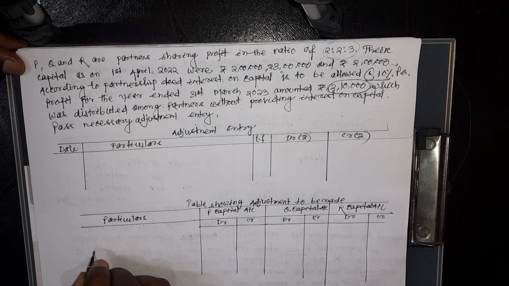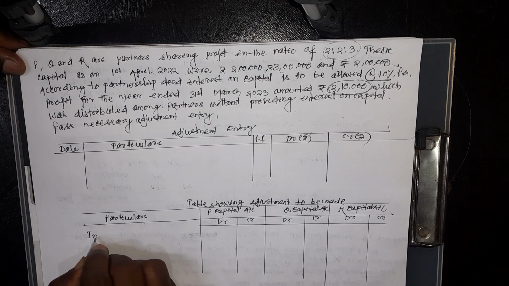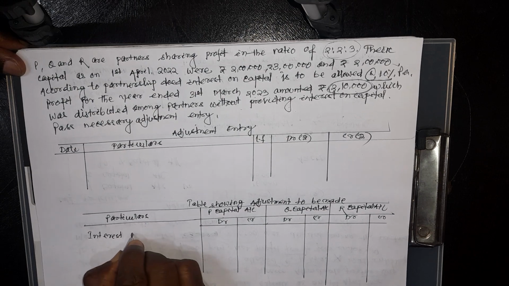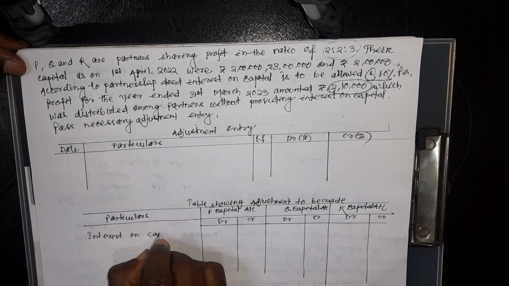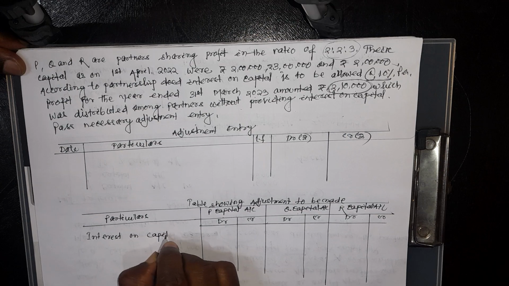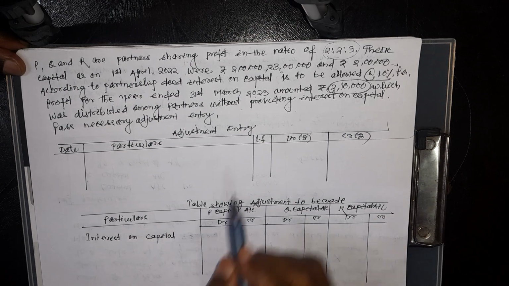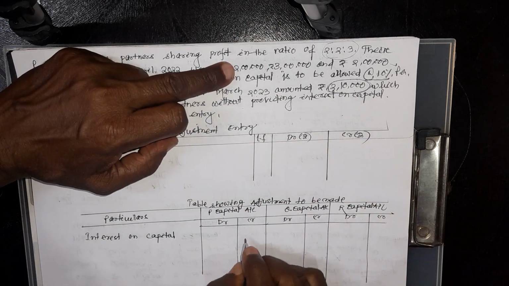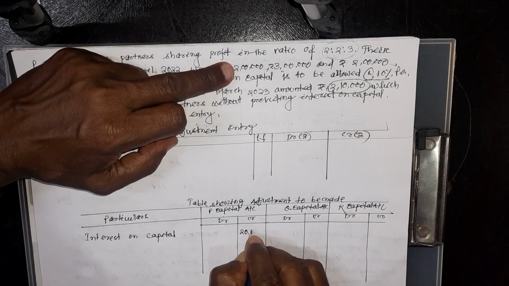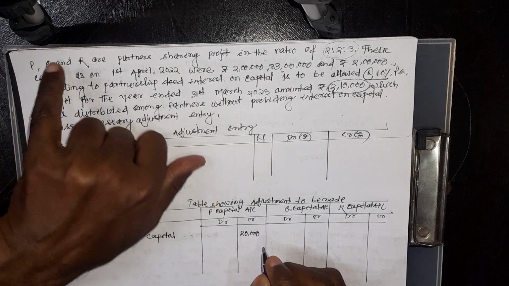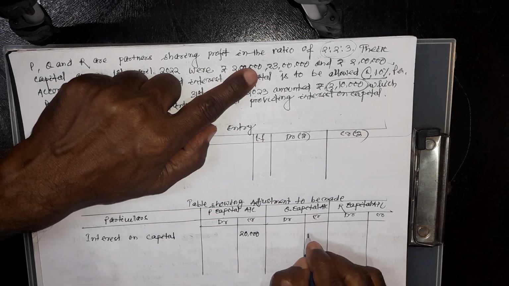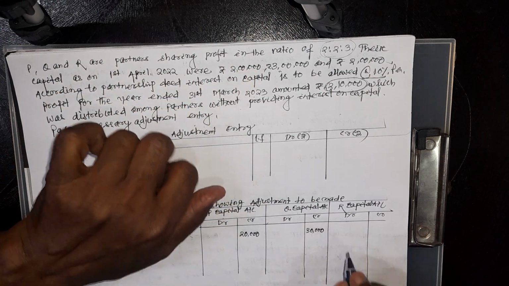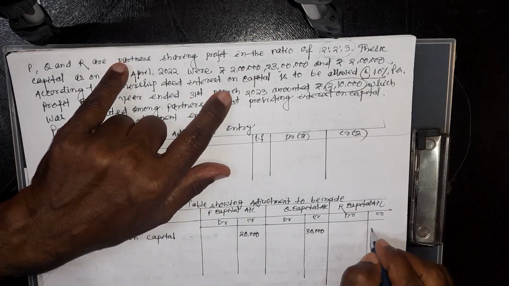Now we have to provide interest on capital. So I am going to write it here: interest on capital at 10%. What is the capital of P? That is 2 lakh, 10% is 20,000. What is the capital of Q? 3 lakh, 10%, 30,000. What is the capital of R? That is 2 lakh, 10%, 20,000.